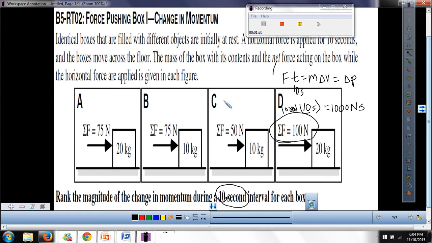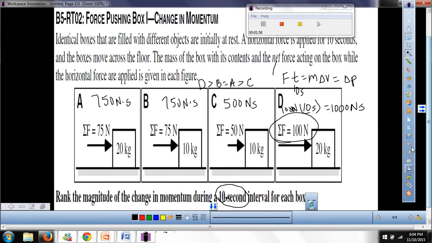This one is going to be 50 times 10, which is 500 newton seconds. This one is going to be 75 times 10, which is 750 newton seconds. And this is going to be 75 times 10, which is 750 newton seconds. So I'm going to say that they want me to rank the magnitude of the change. So I'm going to say that the change in the momentum of D is greater than the change in momentum of B, which is equal to A, which is greater than the change in momentum of C.